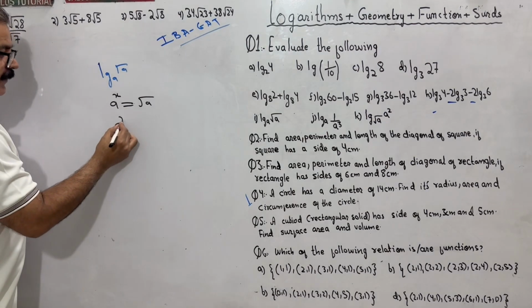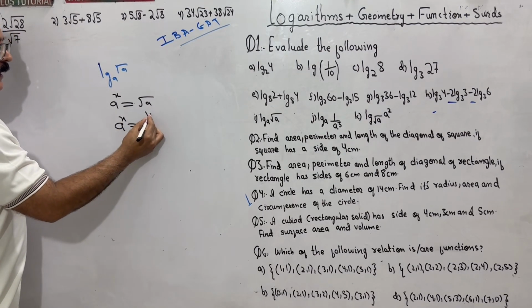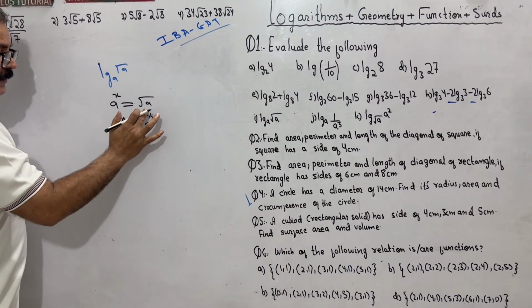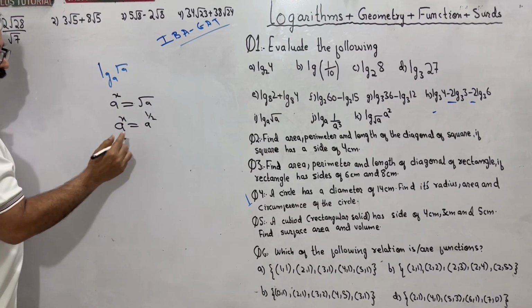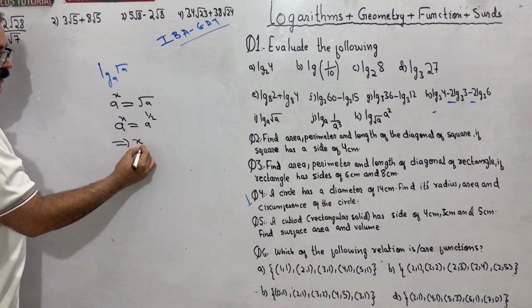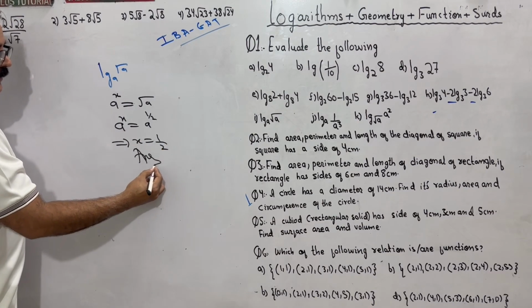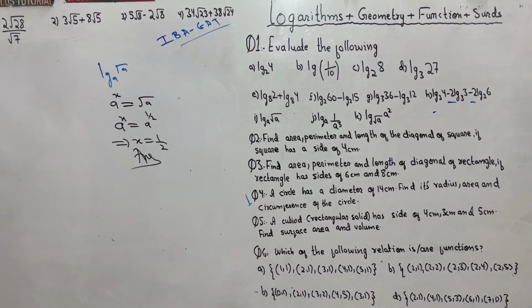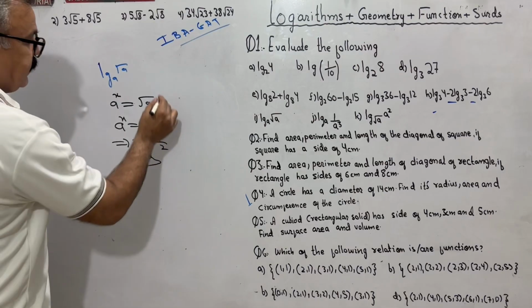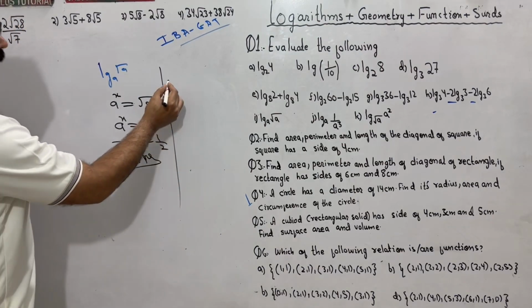A raised to x. Root a can be written as a raised to 1 over 2. Bases are equal. This implies that powers are equal. X is equal to 1 over 2. So 1 over 2 is our eventual answer in that case. Next question, let's see and find out.